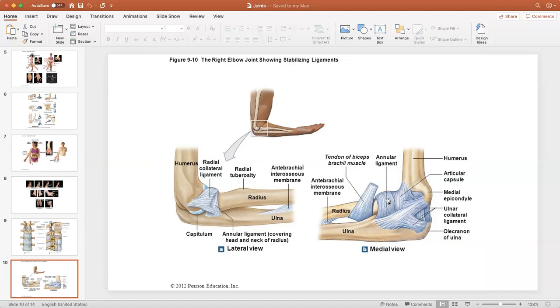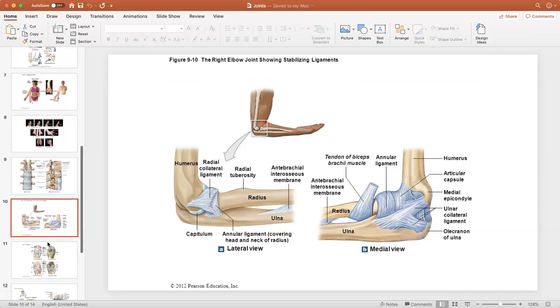You can look it up on YouTube on how to fix it, but that's nursemaid's elbow. Then you have on the lateral side, you have the ulnar collateral ligaments, and then on the medial side, you have the radial collateral ligaments. Or I'm sorry, vice versa. Lateral side is the radial collateral ligaments. Medial side is the ulnar collateral ligaments. I think I said it backwards the first time. Then we'll go to the knee.